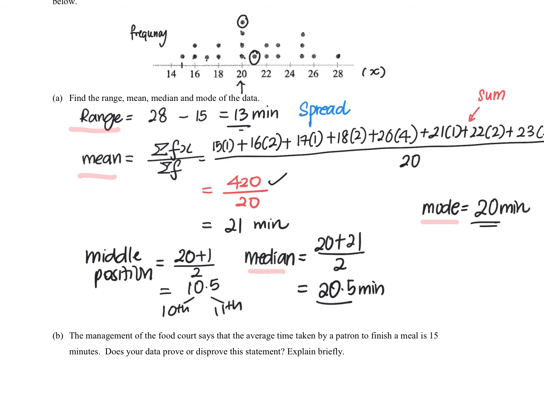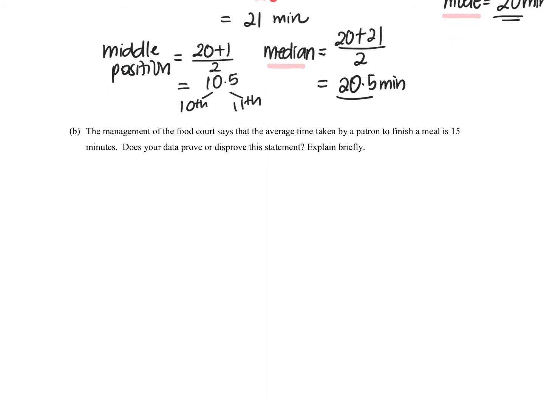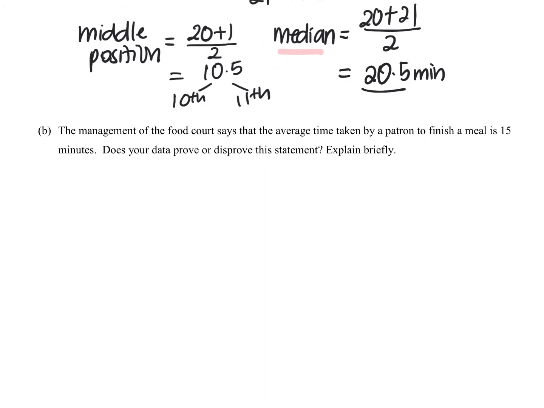All right. Now let's take a look at the next part of the question. The question says that the management of the food court says the average time taken to finish a meal is 15 minutes. Do you approve or disapprove this statement? This one is talking about averages, right? Am I going to use the range or one of the mean, mode, median? Well, this is talking about averages, so it will be either your mean, mode, or your median.